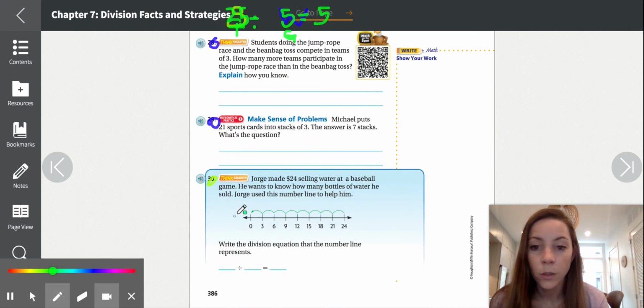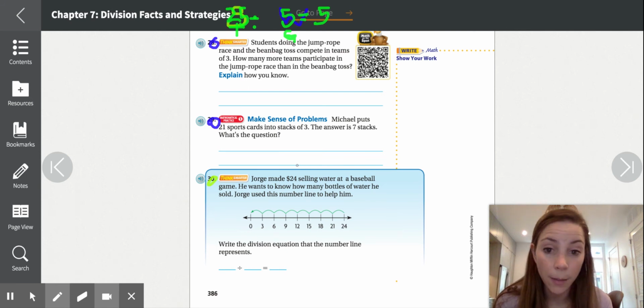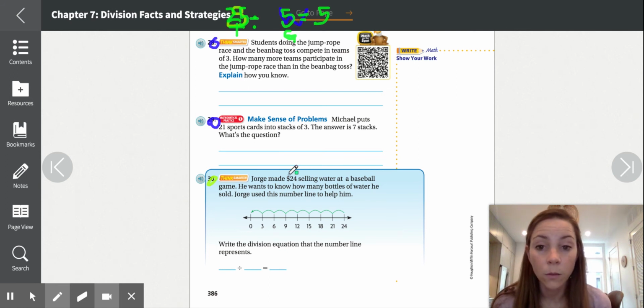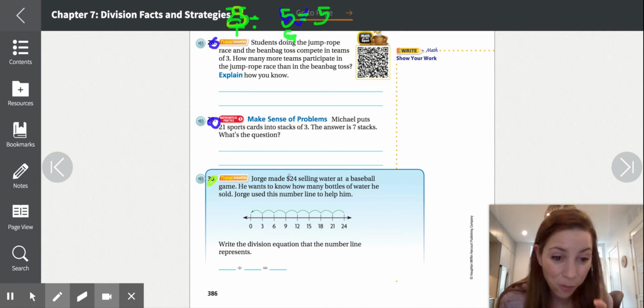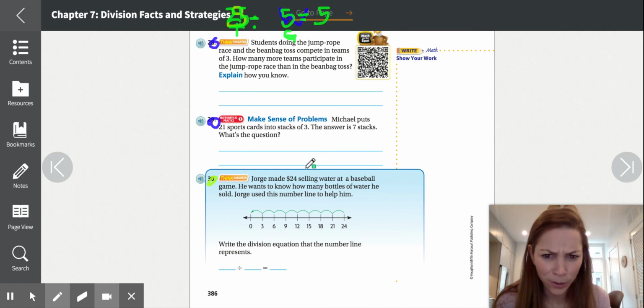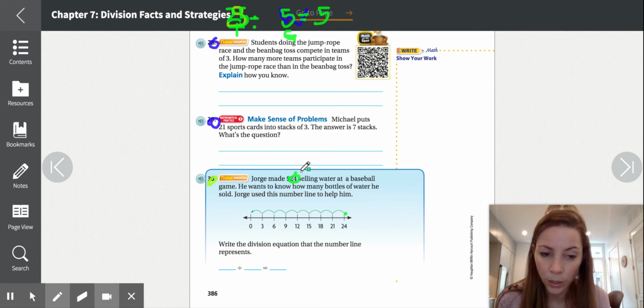Okay, now let's look at number 30. All right, for this one, it says Jorge made $24 selling water at a baseball game. He wants to know how many bottles of water he sold. Jorge used this number line to help him. Now, they didn't tell you the other clue in the word problem. Like maybe you're trying to search for a second number here and we don't see it, right? But they gave you the clue in the number line. So they started at 24, which they told you in the word problem.